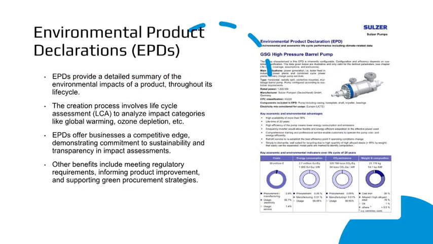Environmental Product Declarations (EPDs). EPDs play a crucial role in providing transparent and verified information about a product's environmental performance. By conducting a LCA to analyze impact categories like greenhouse gases and resource use, EPDs offer businesses a competitive edge in demonstrating their commitment to sustainability. Leveraging EPD supports green procurement strategies, meets regulatory requirements, and informs product improvement practices. Understanding the significance of EPDs in promoting sustainable practices enables businesses to enhance brand reputation, attract environmentally conscious customers, and drive positive environmental impact.